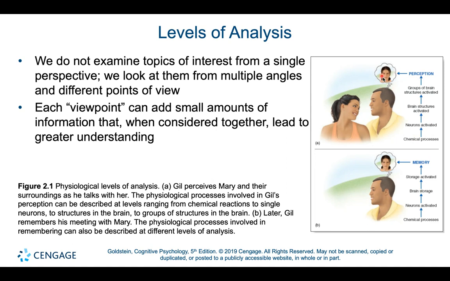So we can explain his perception at any single one of these levels of analysis, but we actually are better off attempting to explain his perception at all of these levels of analysis. Each viewpoint adds a small amount of information, and when we put all of those viewpoints together, we have a much richer understanding of what creates his perception. Right? So you might have a cognitive neuroscientist who looks more like a biologist studying very basic chemical processes, and you might have a cognitive neuroscientist looking at global brain activity, but they're essentially all part of the same process of trying to understand the basic rudiments of how the brain produces human behavior.